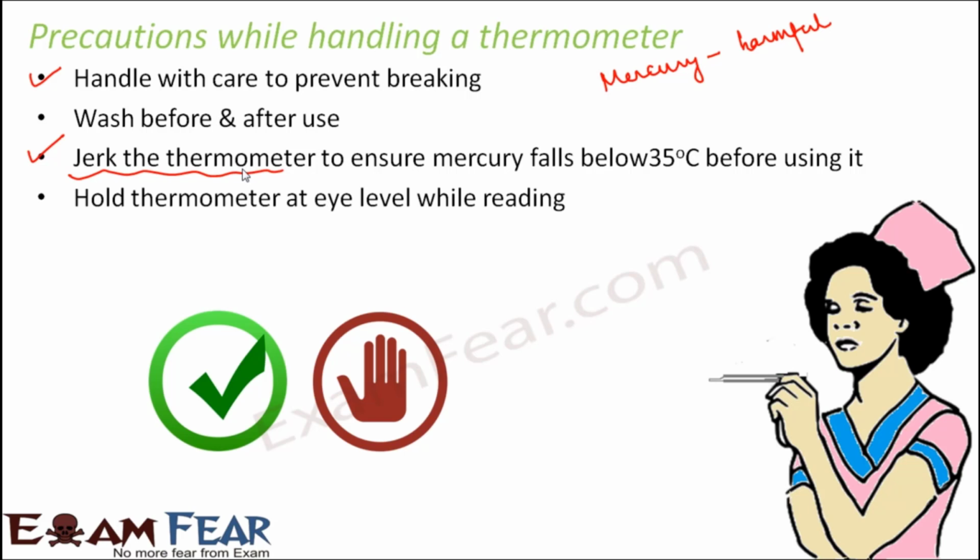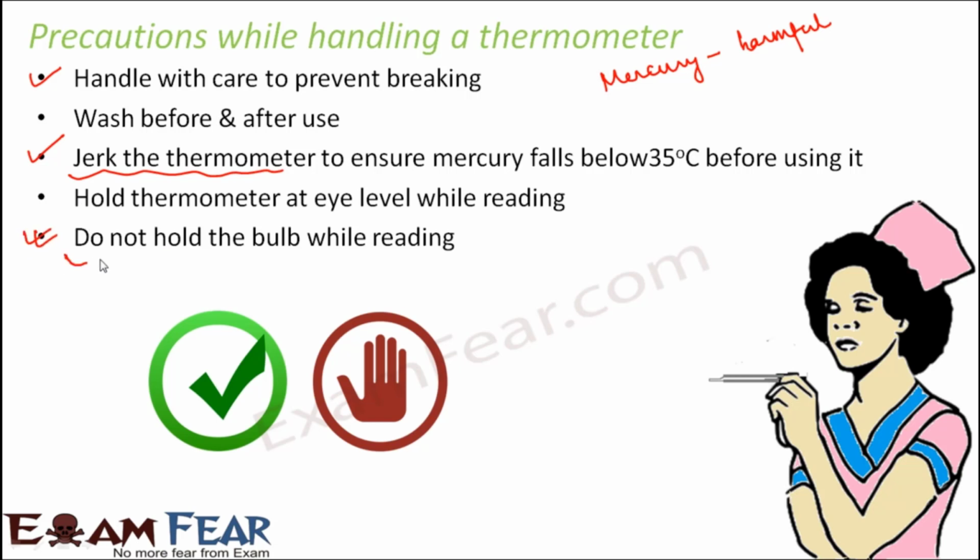Hold the thermometer at eye level while reading, because if you hold the thermometer below or above eye level, then you might not be able to read the right temperature. So that's why it should always be held parallel to the level of your eye. Do not hold the bulb while reading.